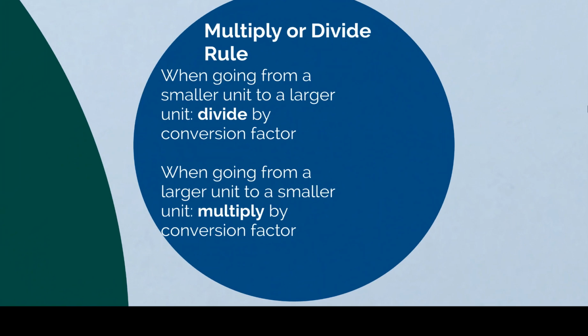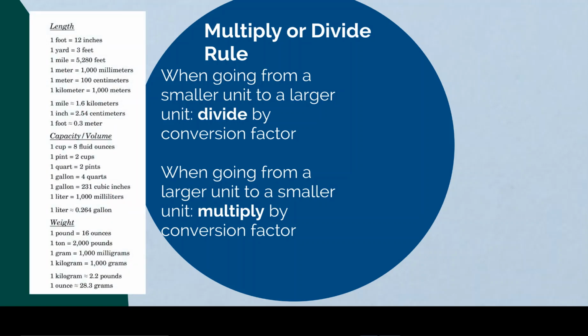So the first method is the multiply or divide rule. When going from a smaller unit to a larger unit, divide by the conversion factor. When going from a larger unit to a smaller unit, multiply by the conversion factor. Wait. What is a conversion factor? Well, a conversion factor is a reference point for how many of one unit are in another unit. So for example, there are 12 inches in 1 foot, or 3 feet in 1 yard. These are unit conversion factors that are available on the HiSET formula sheet.